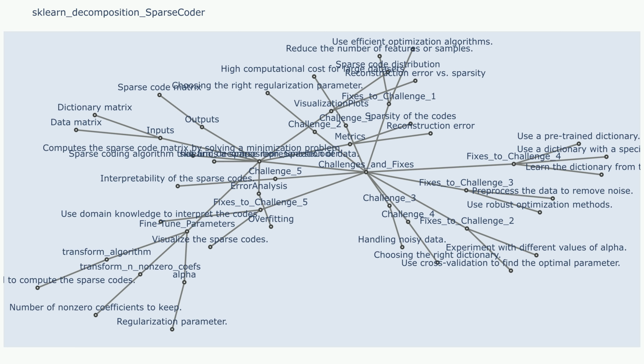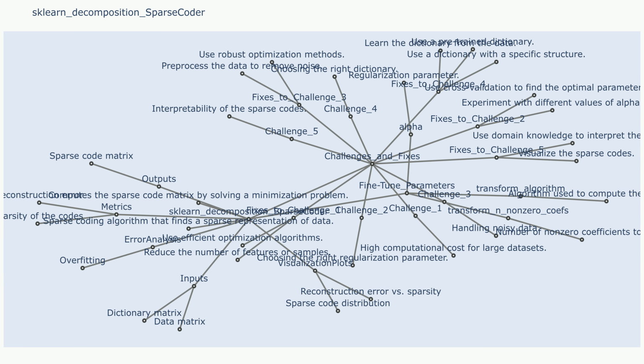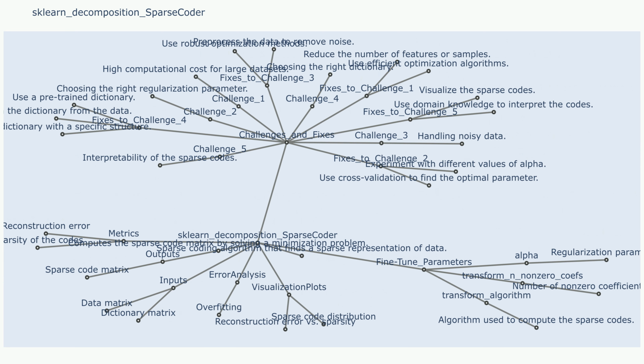sklearn.decomposition.SparseCoder. Description. The SparseCoder class in scikit-learn (sklearn) is used to find a sparse representation of a set of data points using a dictionary of learned features. It is often used in conjunction with the dictionary learning algorithm, which first learns the dictionary from data. It implements the orthogonal matching pursuit (OMP) algorithm for finding the sparse code.